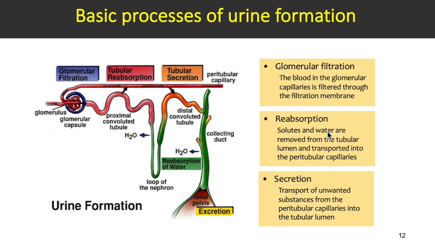Second process is reabsorption. For reabsorption, solutes such as sodium, chloride, bicarbonate, glucose, and urea, and also water, are removed from the tubular lumen and transported back into the peritubular capillary. So this reabsorption process occurs throughout the renal tubule. It depends on several factors such as the type of substances, availability of transporter, and also availability of hormone.